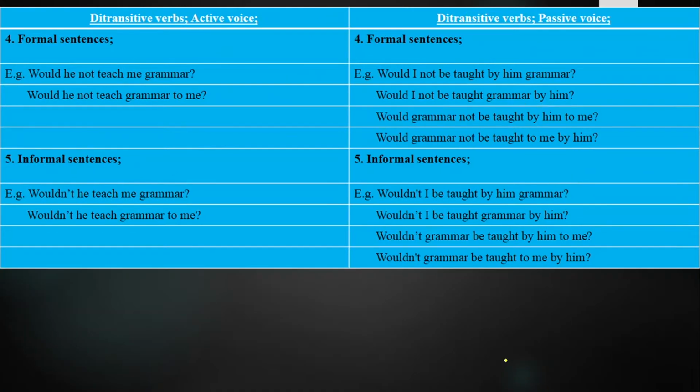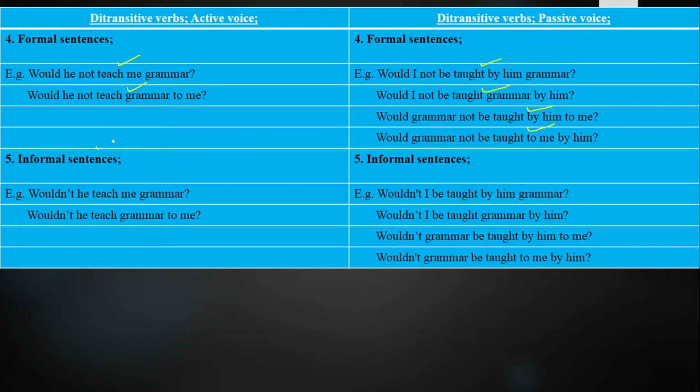Next we have the formal sentences of the modal auxiliary verb would. Would he not teach me grammar? Would he not teach grammar to me? And passive: would I not be taught by him grammar? Would I not be taught grammar by him? Would grammar not be taught by him to me? Would grammar not be taught to me by him?